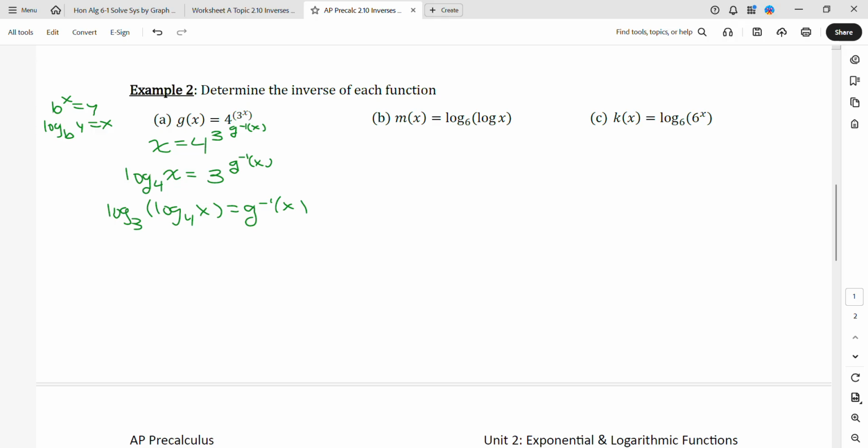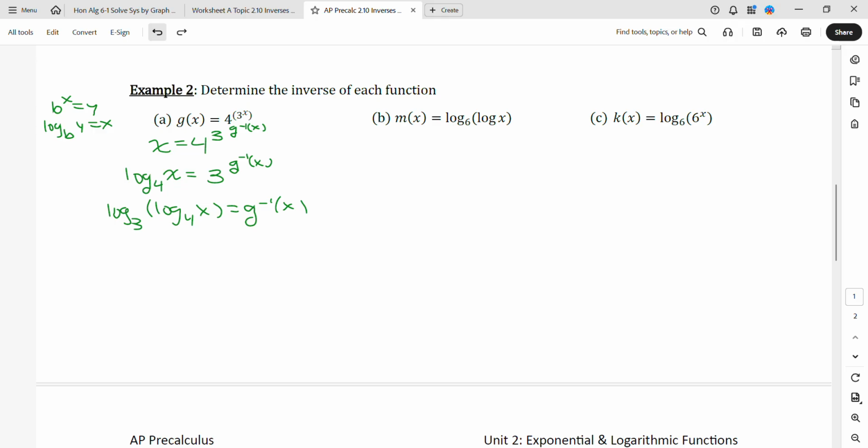Yeah, that would be a little bit different. If this was 4 raised to the 3x, that'd be a little bit different. But this is 4 raised to the third raised to the x. So there's no way to change that base of the 4. All right, and now let's go backwards.